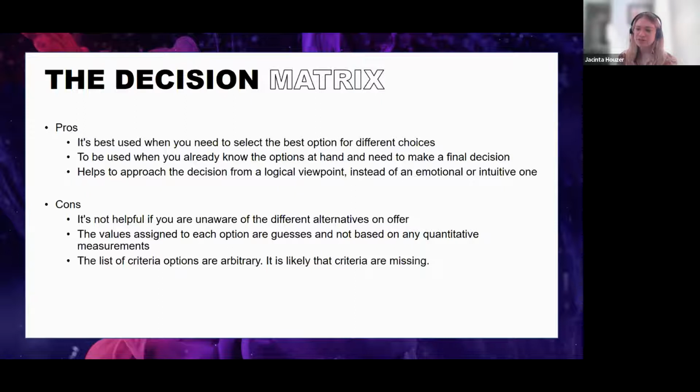The values assigned to each option are also guesses and not based on any quantitative measurements. So you really just assign random numbers, so it's not entirely scientific. And also the list of criteria options are arbitrary. So it's likely that there may be some criteria missing, as you can't think of every single criteria to measure. So that's just something to take into consideration.